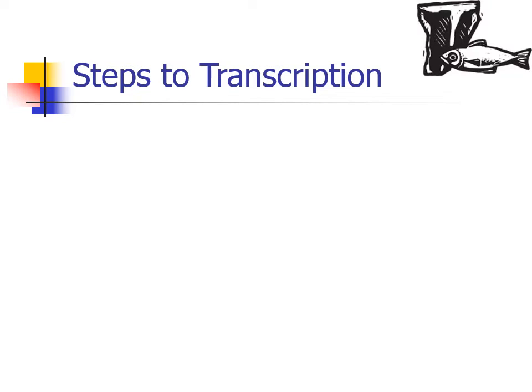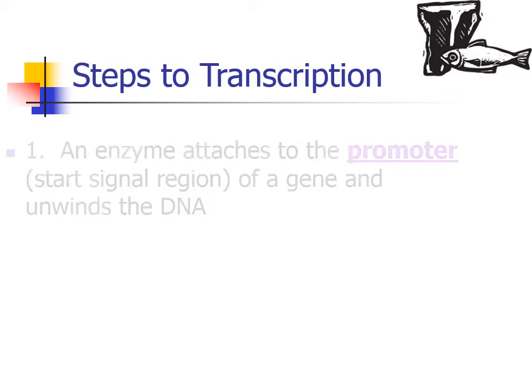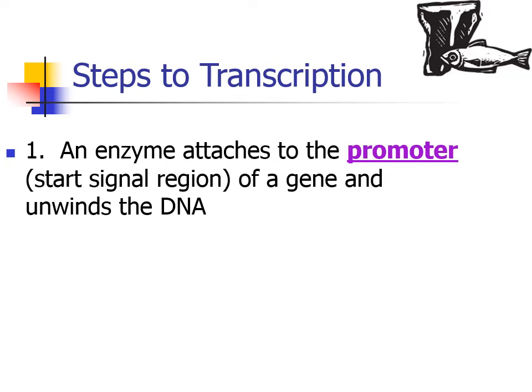What are the actual steps to transcription that I expect you to know? Step 1, an enzyme attaches to the promoter region, which is the start signal region of a gene, and actually unwinds the DNA. So it's opening it up, allowing other enzymes to have access to it.